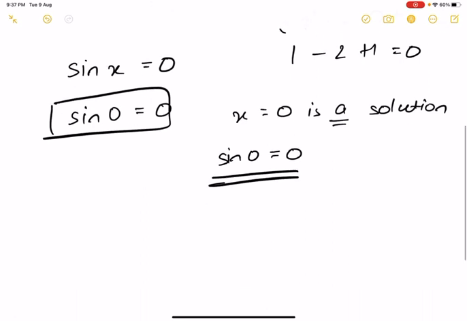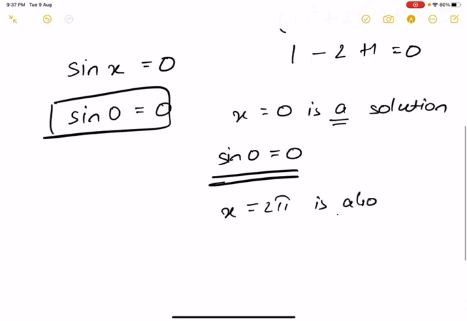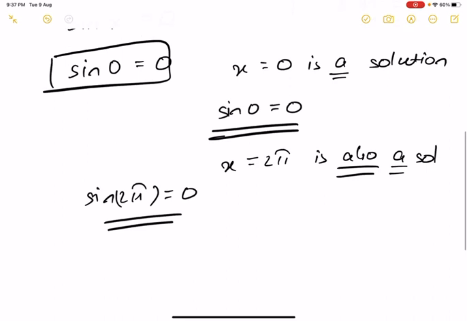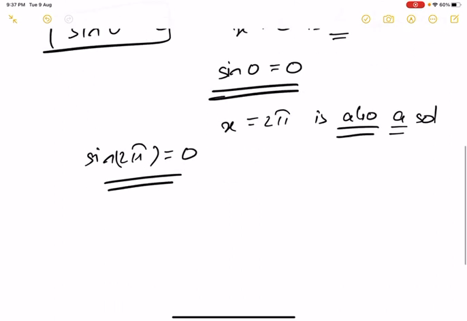We can also check that x is equals to 2 pi is also a solution. Because sine of 2 pi is also 0. So we can have x is equals to 0. We can have x is equals to 2 pi. So that is how you solve trigonometric equation.